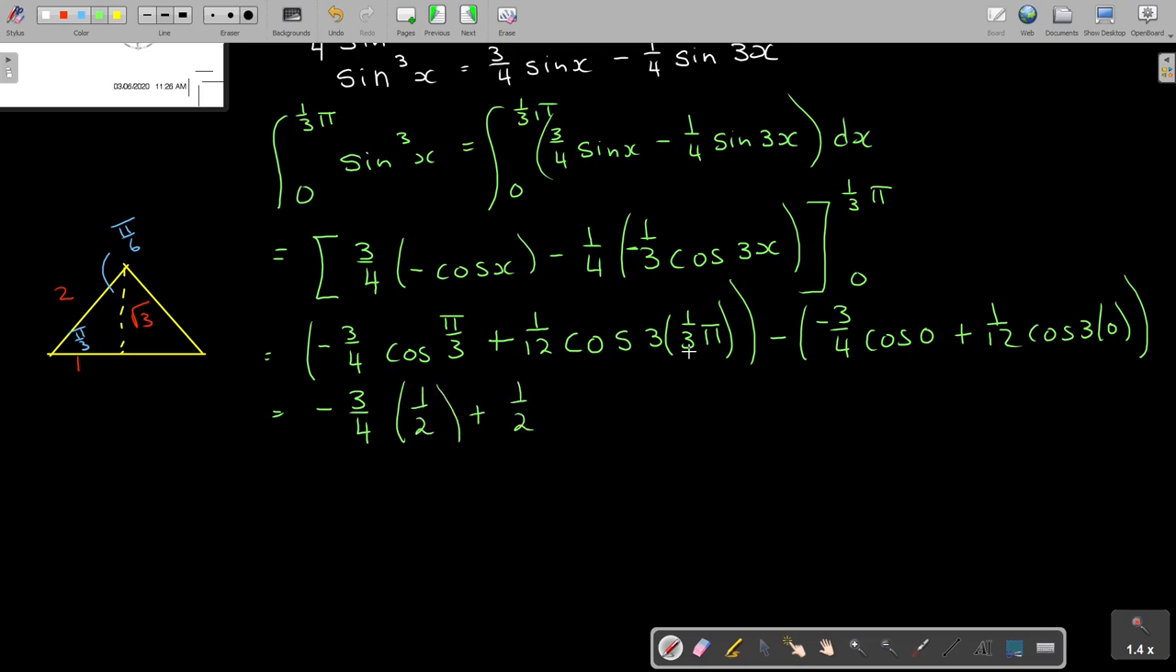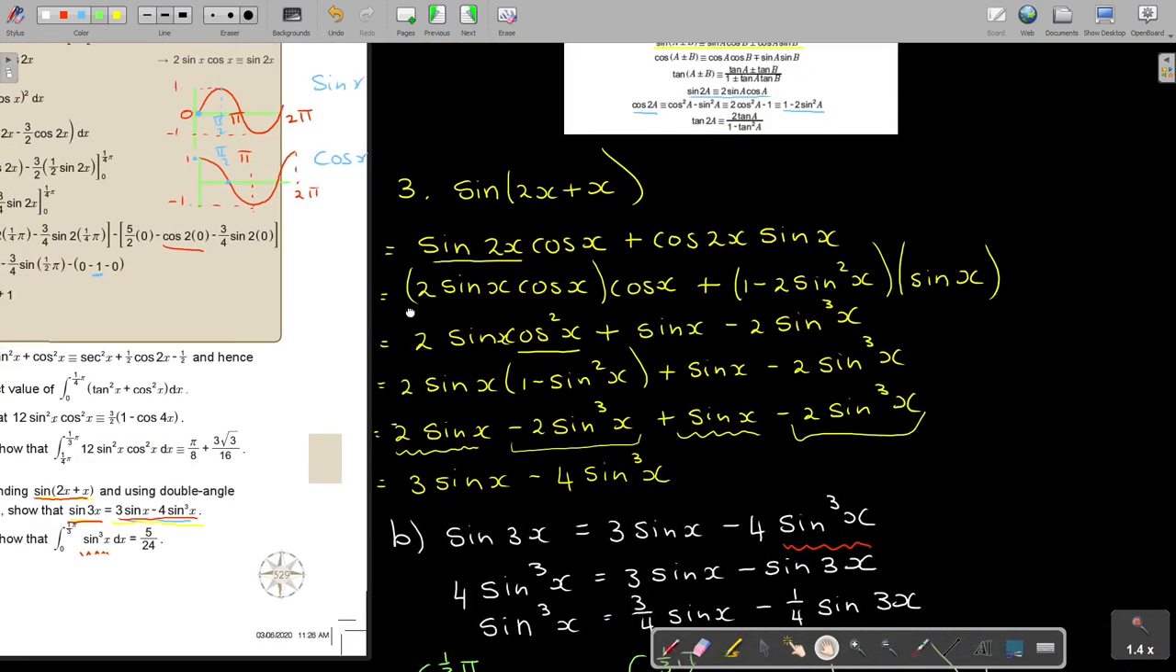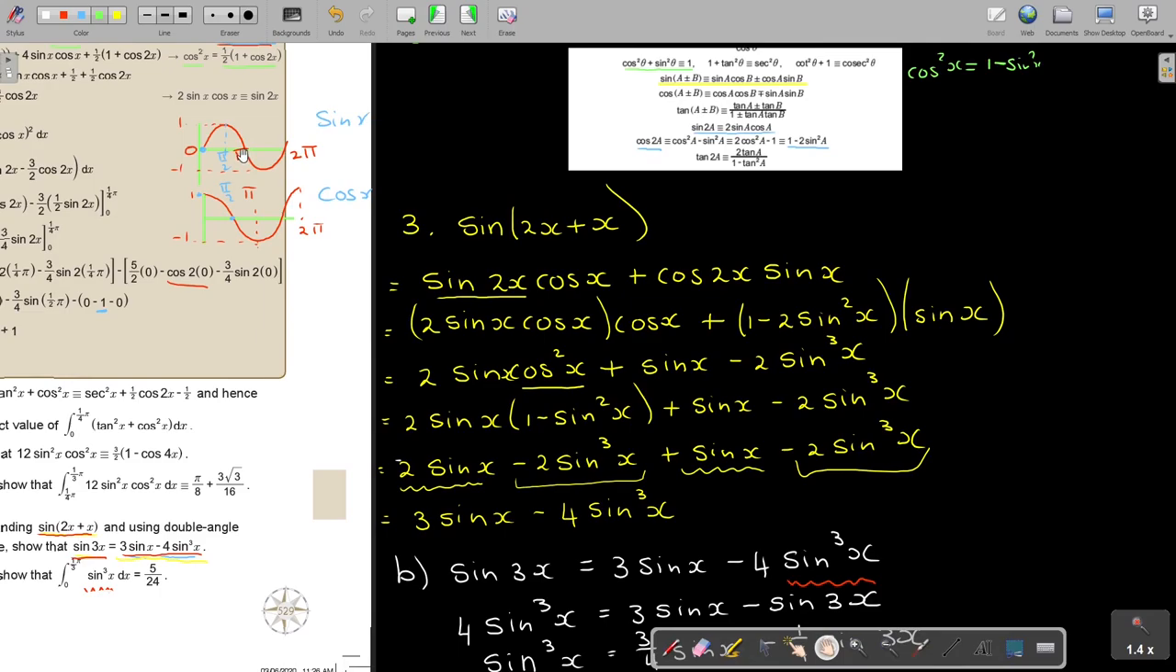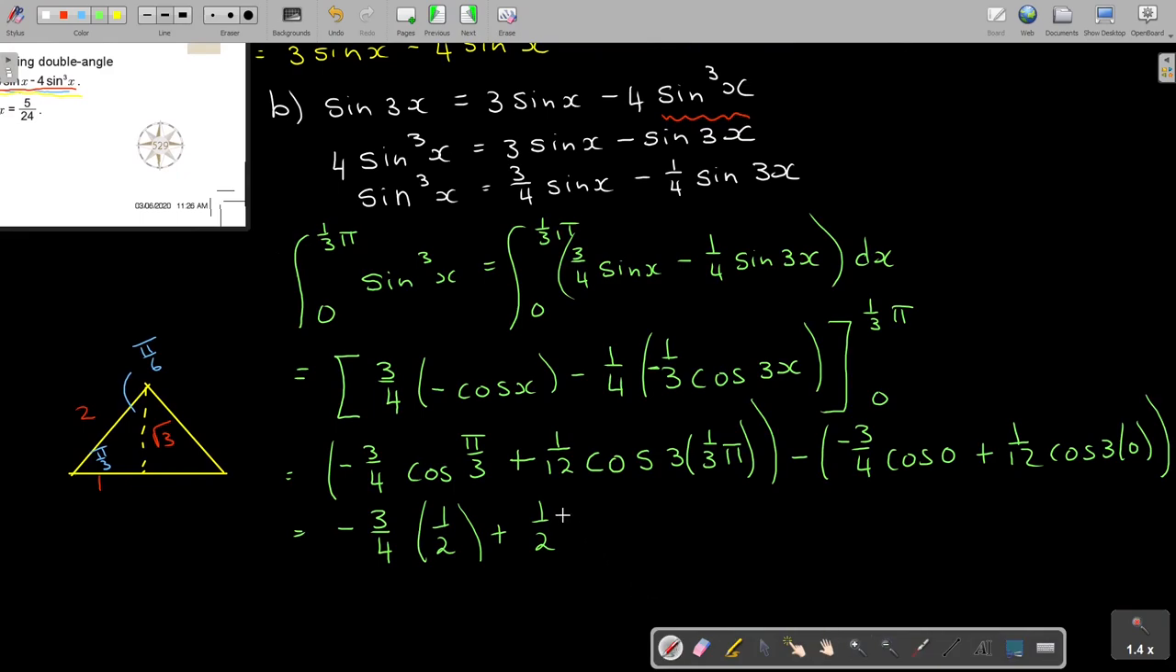1 over 12. Now, be careful here. This is 3 over 3, so it's just pi. So what is cos pi? I'm not going to draw the graph again. We can just check here. Cos pi. What is cos pi? Cos pi is negative 1. So let's put it in. Negative 1.